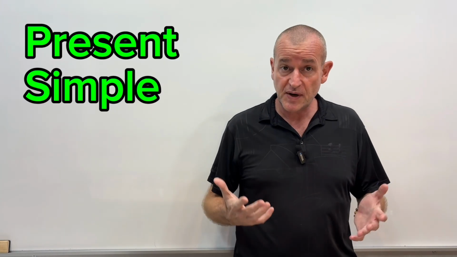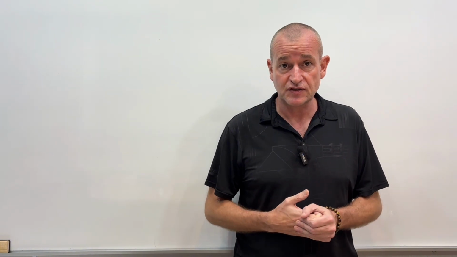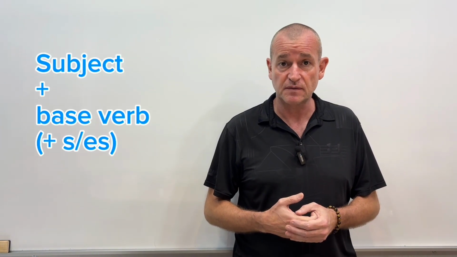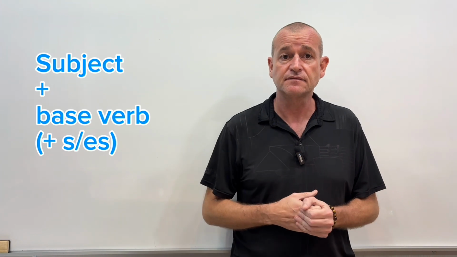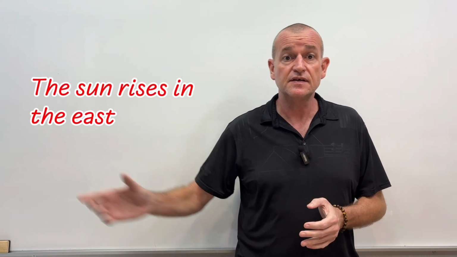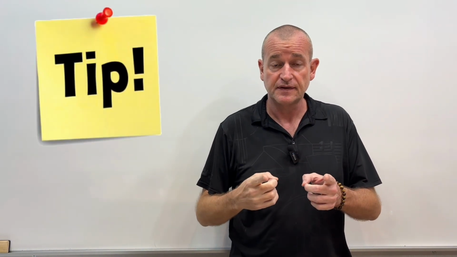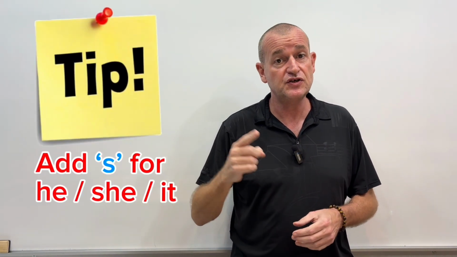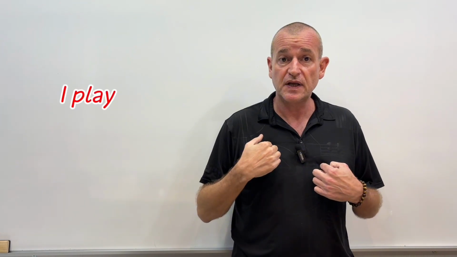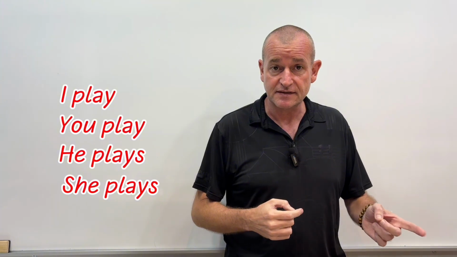The first part, simple. Present simple. We use present simple for habits, facts, and routines. The structure is subject, base verb, maybe S or ES. I play football every weekend. The sun rises in the east. Tip, don't forget the S for he, she, it. I play, you play, he plays, she plays.